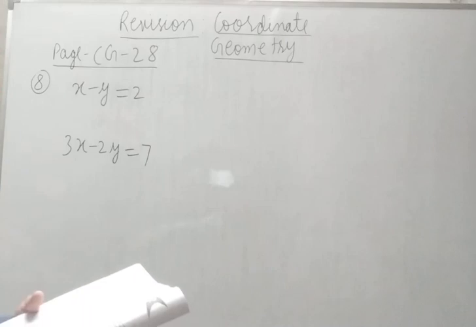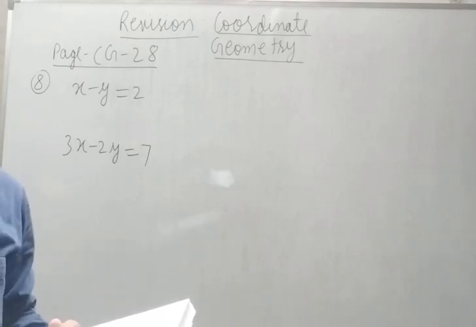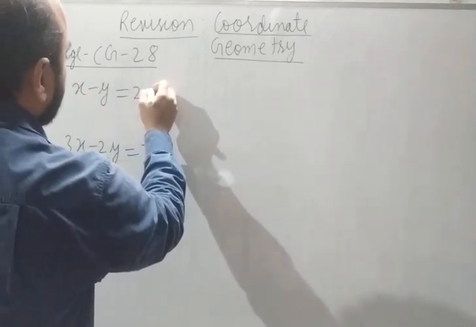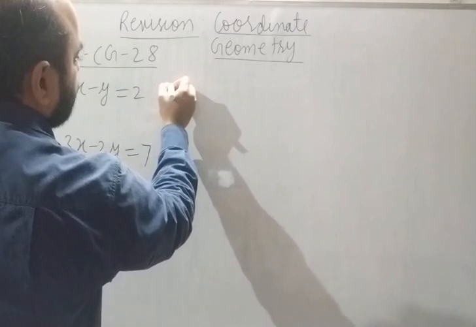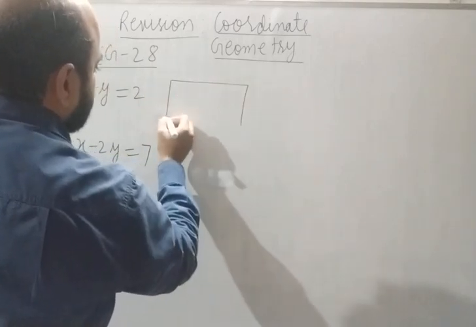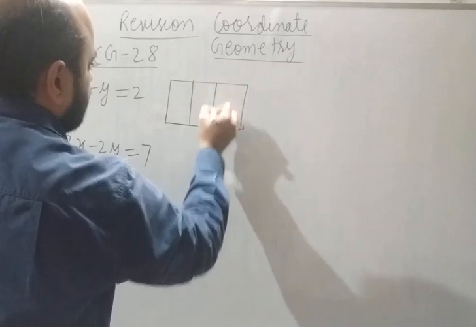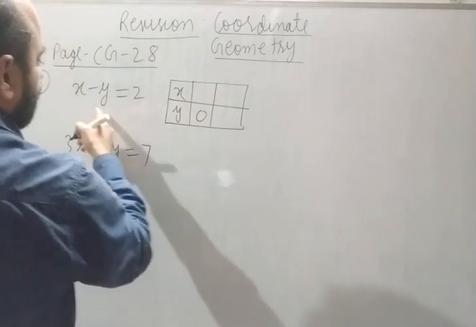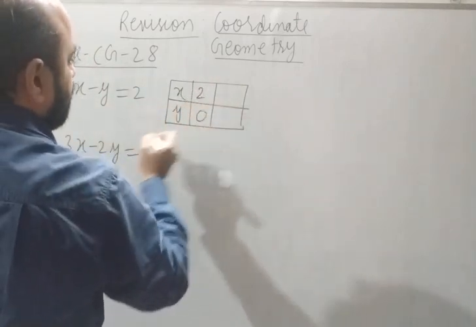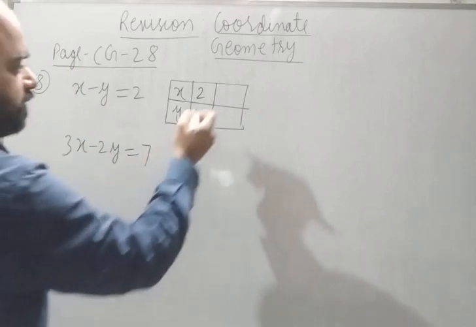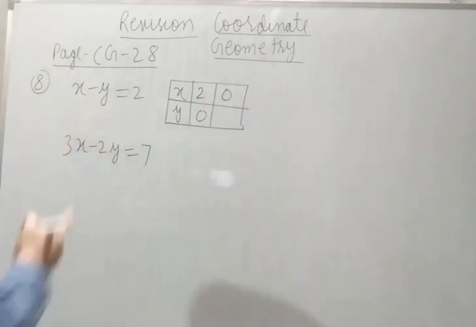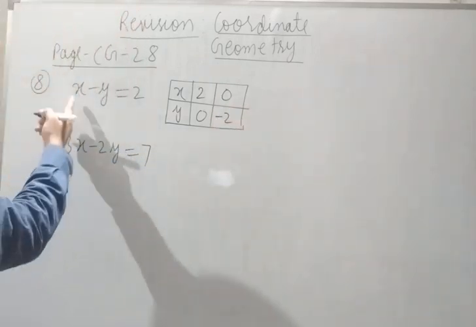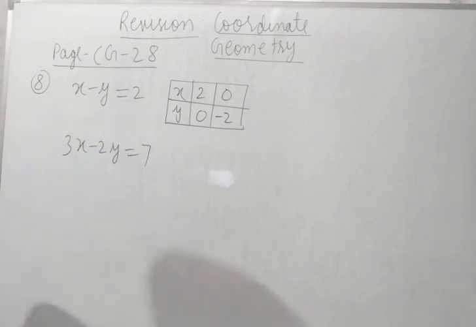First equation: x minus y equal to 2. Second equation: 3x minus 2y equal to 7. For the first equation, you can directly take the points; a maximum of 2 points are required. If y is 0, x will give plus 2. Correct? If x is 0, then y will give minus 2. You can check. We have 2 points: if x is 0, y is minus 2; if y is 0, x is plus 2.